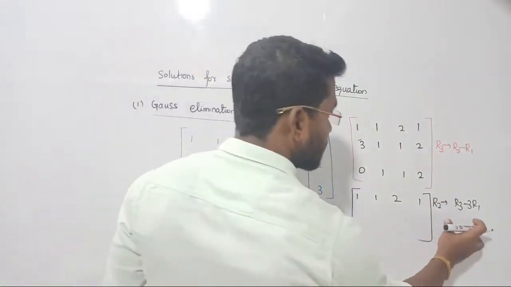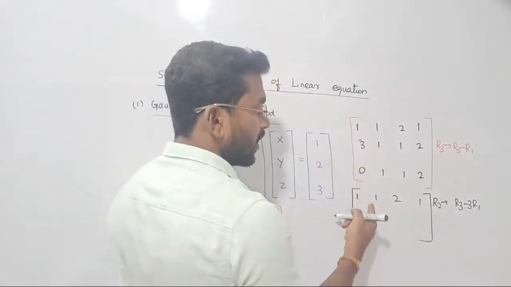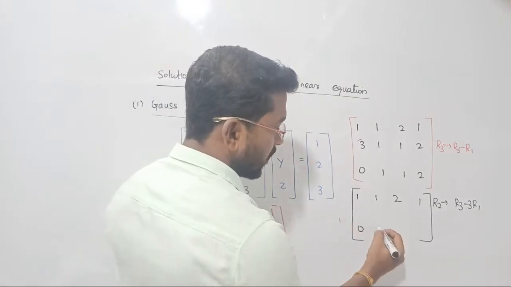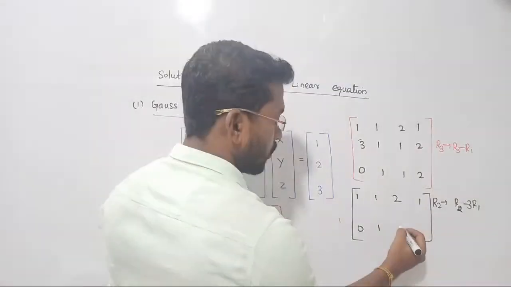So let's continue the operation here, guys. Listen, what I am going to do is R3 minus 3 times R1. Anyway, R1 is identical, we are not touching it. R3, we are not touching, the last row. See, this is not R3, it is R2. Sorry, forgive me. So 0, 1, 1, 2.